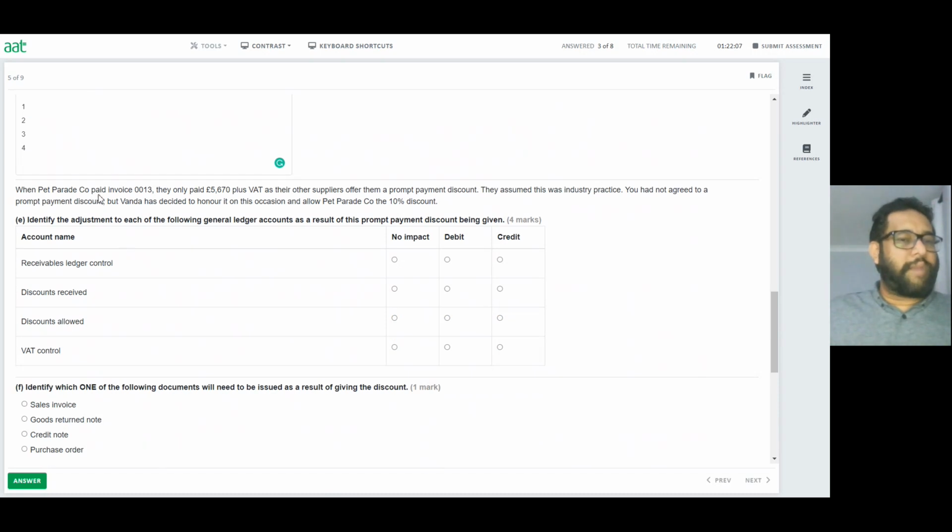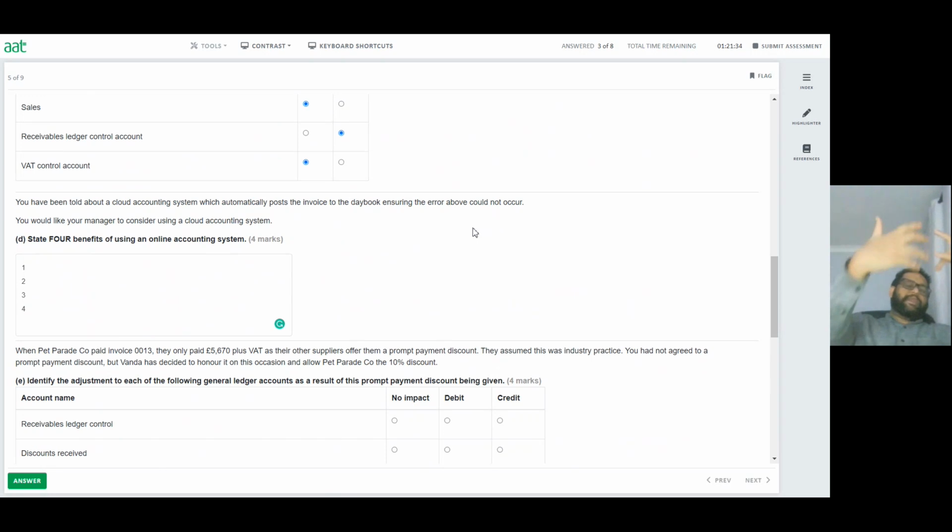When Pet Parrot Co. paid their invoices, invoice number 0013, they only paid £5,670 plus VAT as their other suppliers offer them a prompt payment discount. They assumed this was the industry practice. You had not agreed to a prompt payment discount, but the vendor has decided to honor it on this occasion and allow Pet Parrot Co. the 10% discount. Identify the adjustment for which of the following general ledger accounts as a result of the prompt payment discount that has been given. So you give the prompt payment discount, therefore it is going to be sort of an expense to the business.